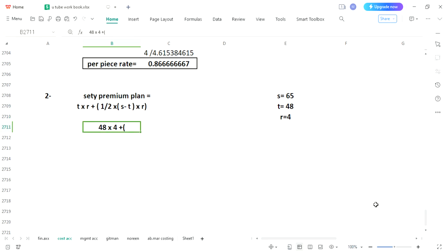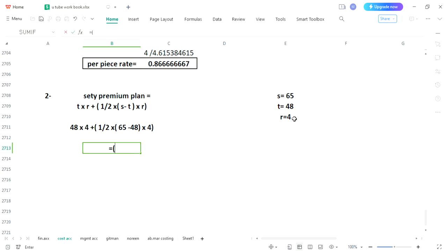Okay, it is a request to please follow the formula. Then we have 1 over 2. Simply we will write 1 over 2, and then we need to put multiply, again bracket start, and standard time is needed to put, which is 65, and you need to minus the time taken, which is 48, bracket is closed, and then you need to multiply it with small r, which is 4. Close your final bracket.